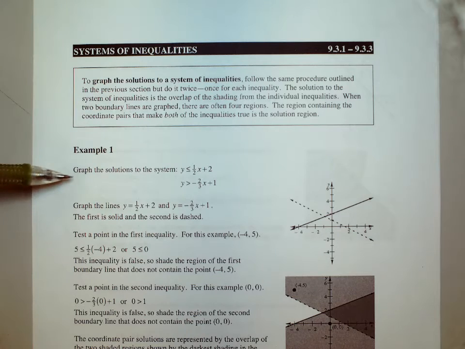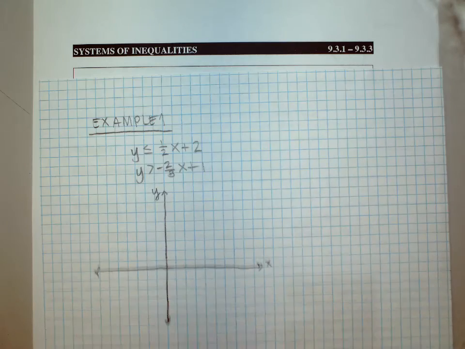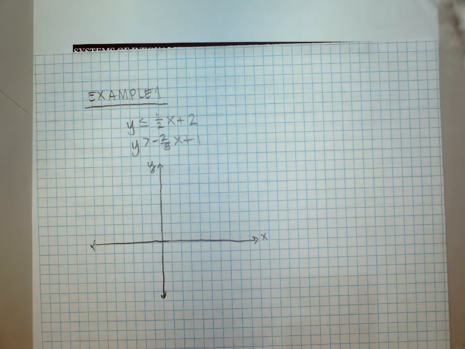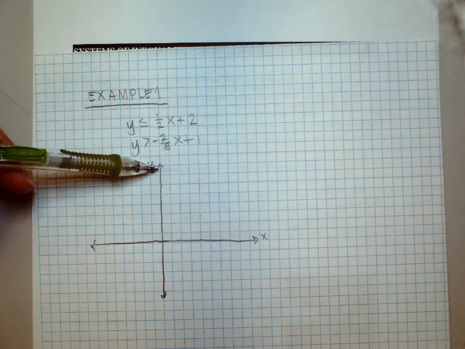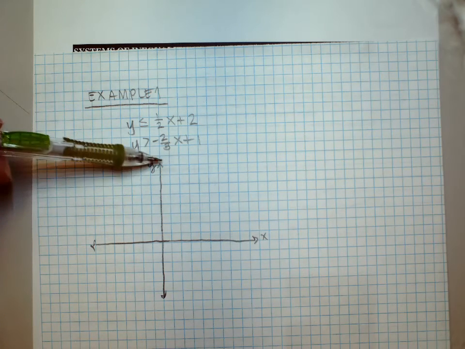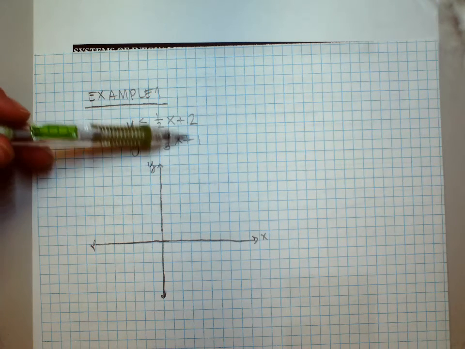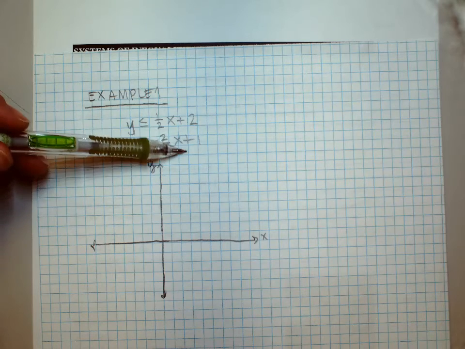So you are asked to graph solutions to the system 1/2 y is less than or equal to 1/2 x plus 2 and y is greater than negative 2/3 x plus 1. So we are going to start by drawing our set of axes. Our axes need to be large enough to house both of these y-intercepts.